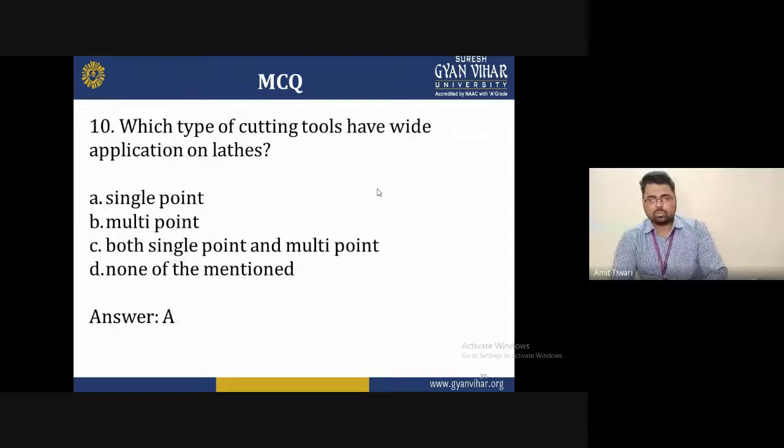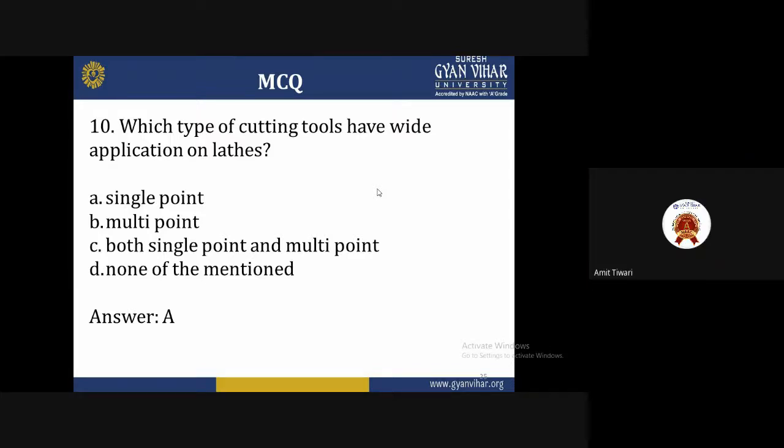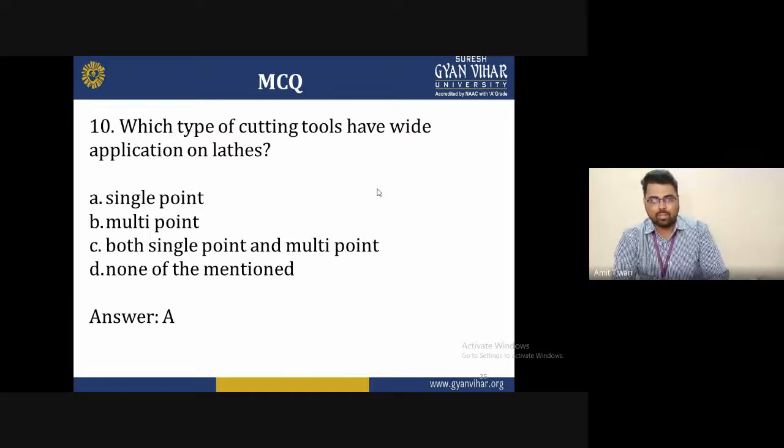The 10th question: which type of tool has wide application on the lathe machine? The options are A, single point, B, multi-point, C, both single point and multi-point, and D, none of the mentioned. The correct answer is A, single point. A multi-point cutting tool is not suitable for the lathe machine, because a single point tool has a single cutting edge, so it operates on the lathe machine to perform the operation and has wide application there.